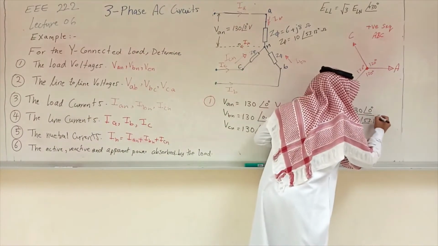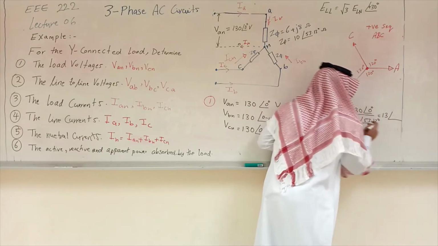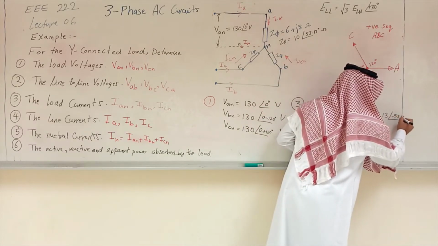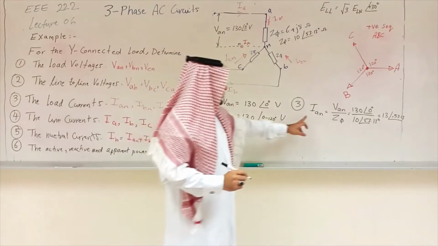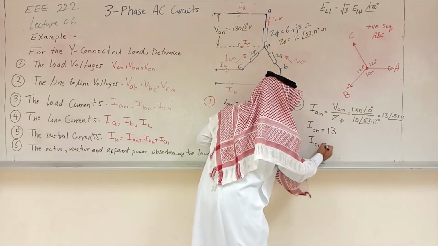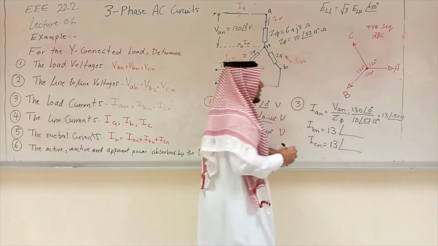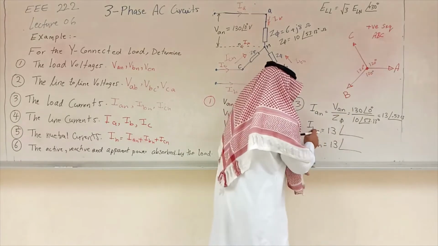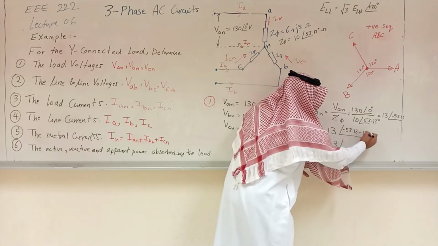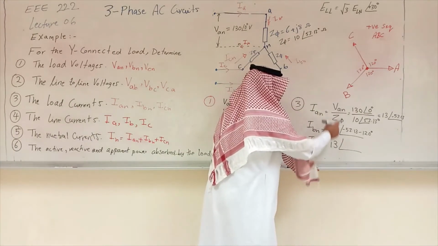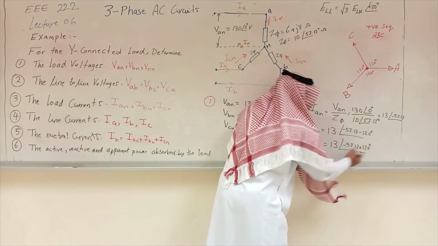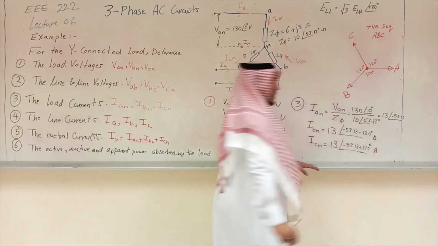This is IAN, and it will be equal to 130 over 10, so this is basically 13 angle of 0 minus 53.13 ampere. Once we know IAN, IBN will be the same amplitude, ICN will be the same RMS value. The only difference is that there is a phase shift between them, minus 120 and plus 120. So IBN will be 13 angle minus 53.13 minus 120. ICN will be 13, the same RMS value, angle minus 53.13 plus 120. Don't forget this is ampere, right?